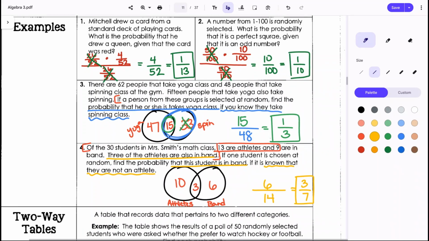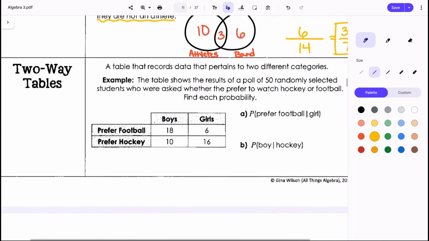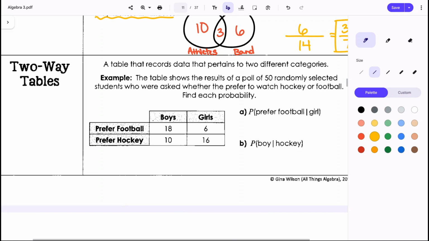All right, so we're going to switch gears a little bit here. At the bottom of this page, there's something called a two-way table. And this is just a different way that they're going to maybe give you this information that we've seen on these problems. So they're still going to be talking about people that maybe they surveyed and they asked questions about.